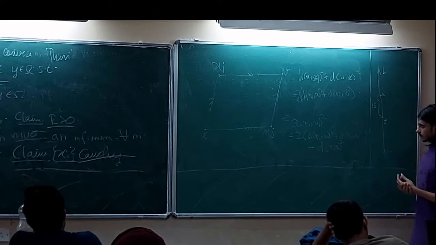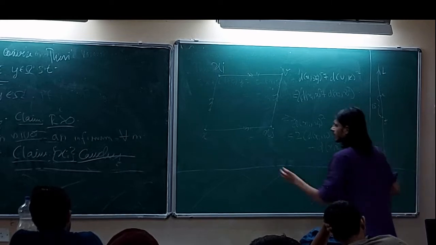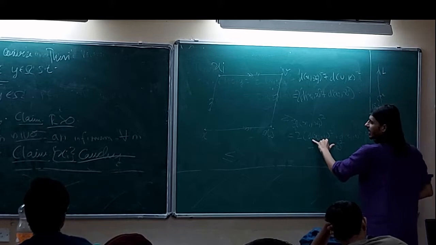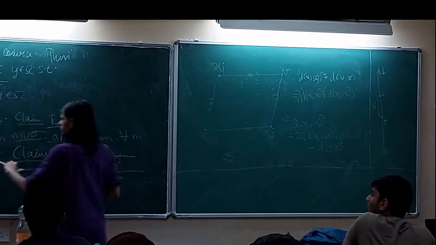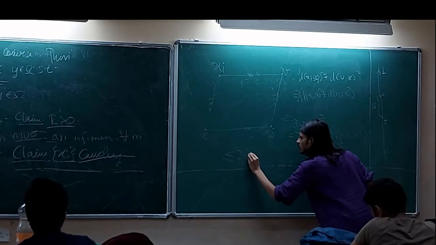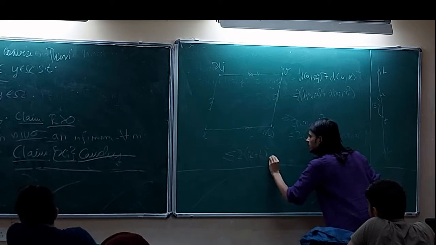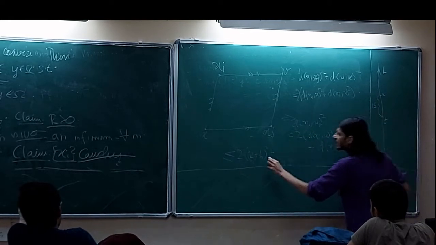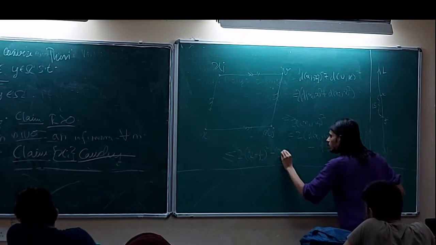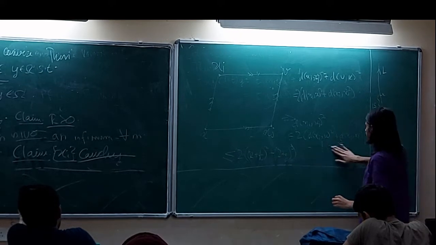Okay? Now I'm going to substitute these values, right? Less than or equal to, now d of xi comma x is less than or equal to r plus 1 by i, right? So 2 times r plus 1 by i the whole square plus r plus 1 by j the whole square.